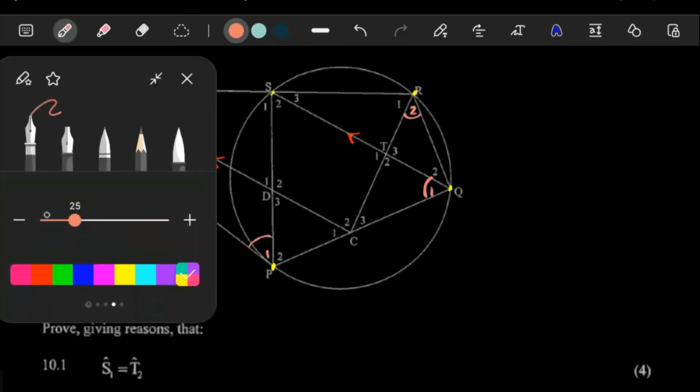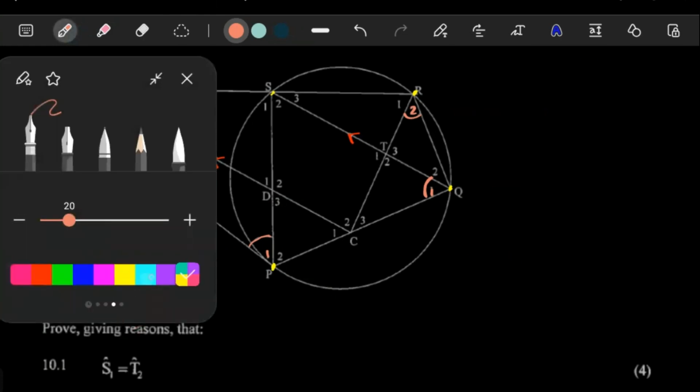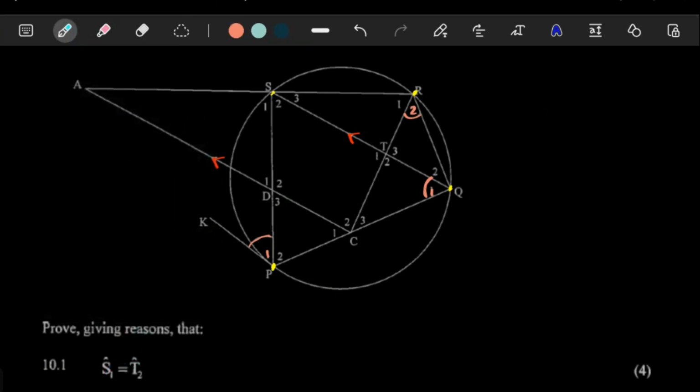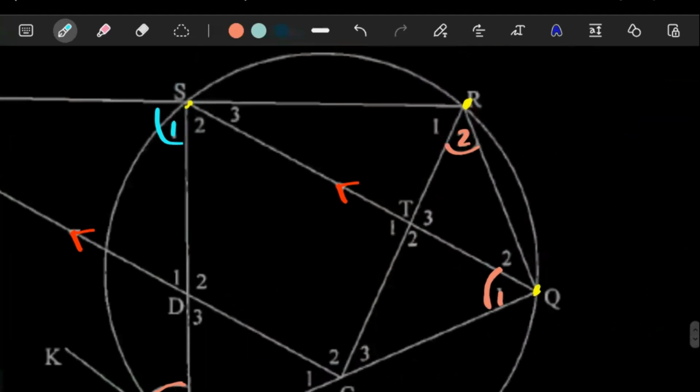So before even looking at the sketch yet, anytime you need to find out or prove that two angles are equal to each other, focus on each of them individually, like finding easy things that they are each individually equal to. Let's see, S1 and T2. There's S1 here, and there is T2 here. So it seems like quite a stretch to just go from here to there.